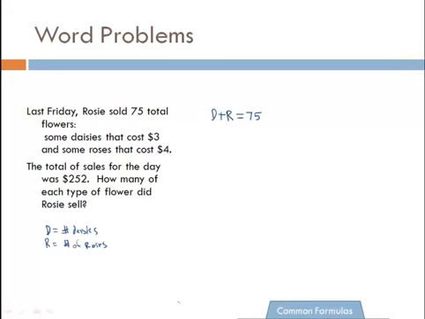And now we'll do a weighted total, so we'll write a similar equation, but this time with the costs of the flowers in front. So let's write $3 per daisy plus $4 per rose, and the total amount of money is $252. And at this point I've got two variables and two equations that matches, and so I think I'm good to go. I can start solving this.